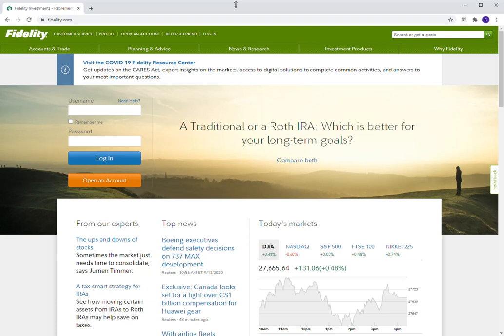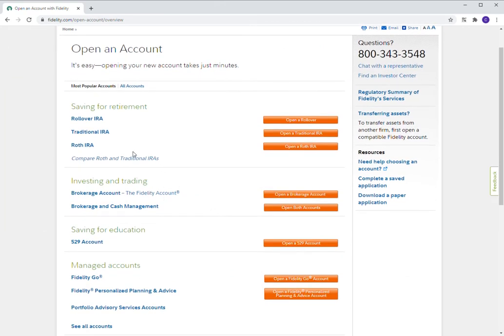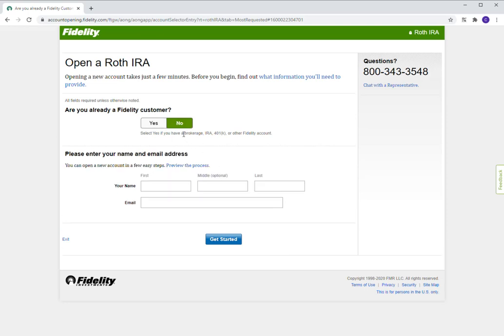So let's say you've never opened a brokerage account. Go to fidelity.com. Hey, what do you know? Look at the top. You'll click open an account. Now you get to tell them what type of account you want to open. So let's just say we're shooting for that 15% minimum retirement goal, so we want to open a Roth IRA. And then you're not a customer, so you'll put in your information and you will get started.